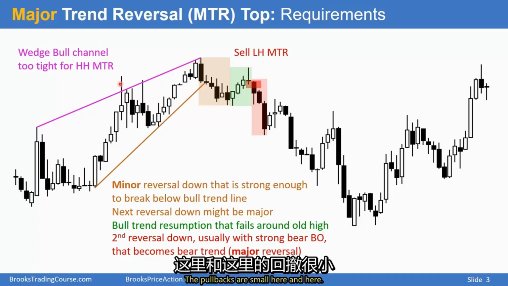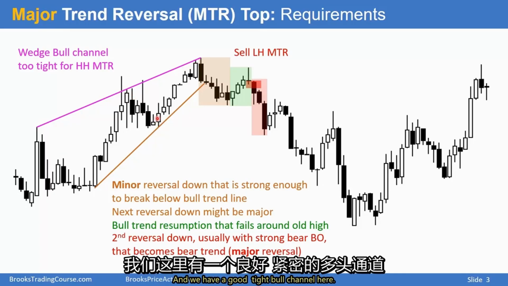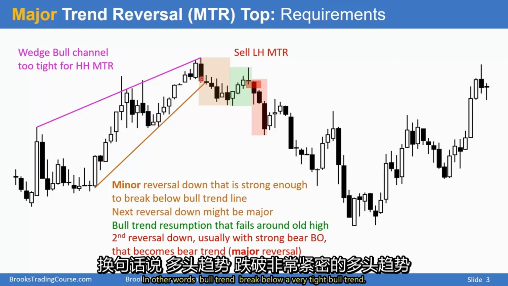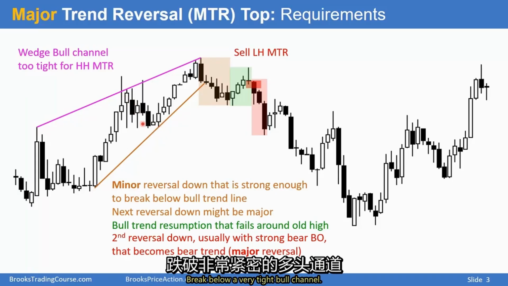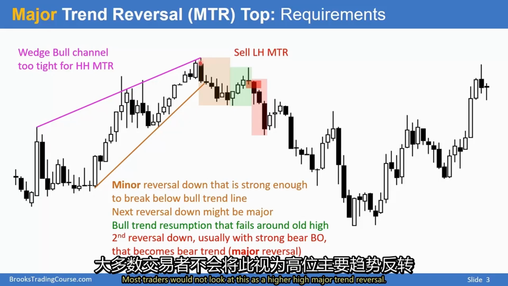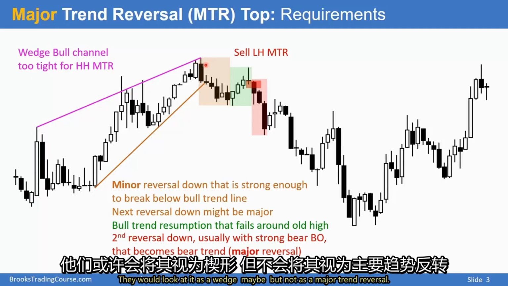The wedge channel is fairly tight. The pullbacks are small here and here. And we have a good tight bull channel here. Therefore, traders are not looking at this as a higher high major trend reversal. In other words, bull trend, break below a very tight bull channel, and then bull trend resumption. Most traders would not look at this as a higher high major trend reversal. They would look at it as a wedge, maybe, but not as a major trend reversal.